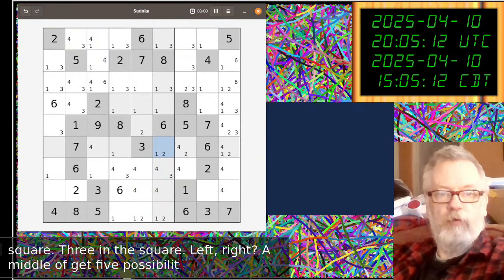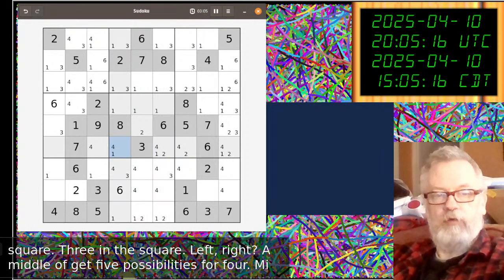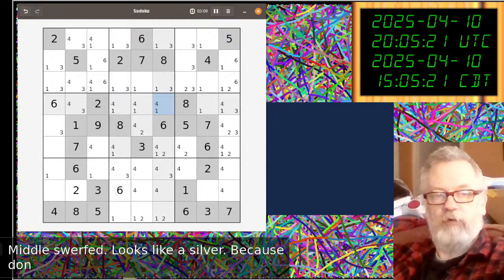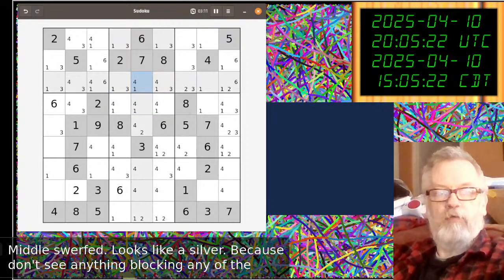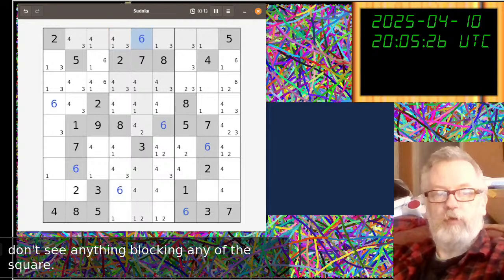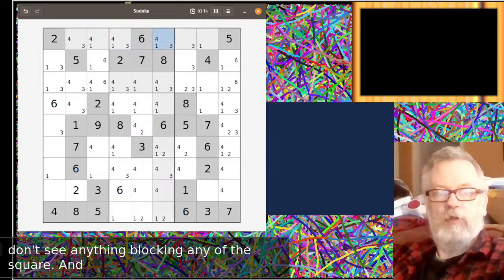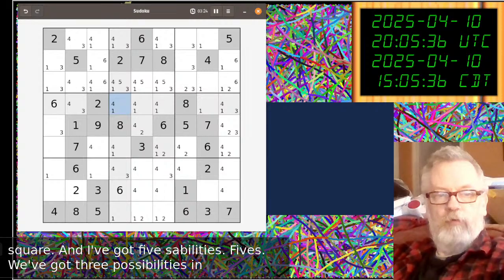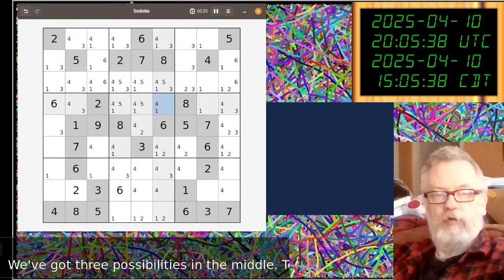Middle square, we've got looks like 6 possibilities. I don't see anything blocking any of the cells in the square, and I've got 5 possibilities in the top middle. 5s, we've got 3 possibilities in the middle top square. Looks like 5 possibilities in the center square.